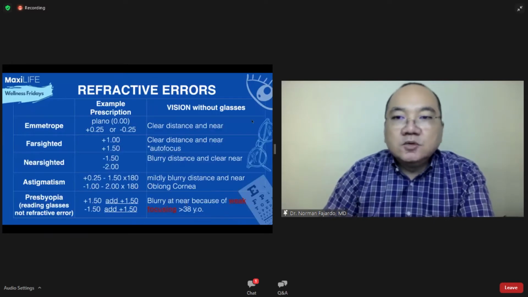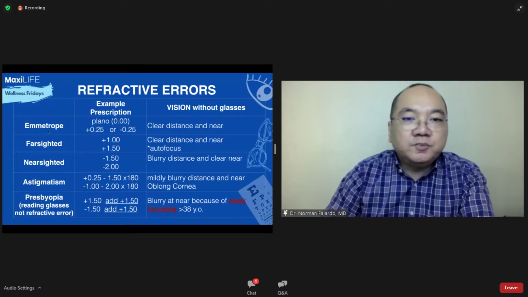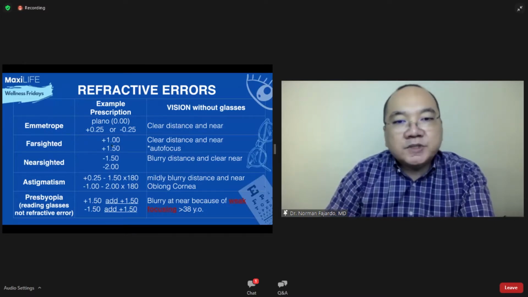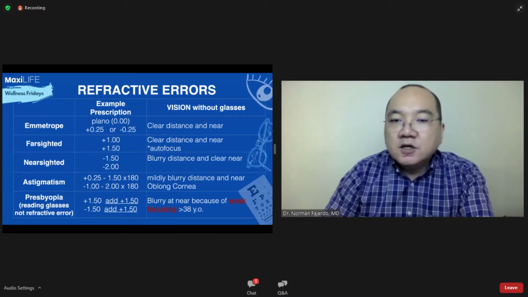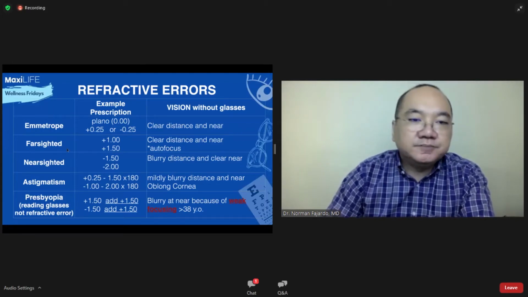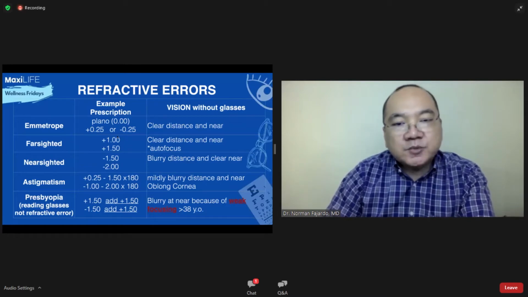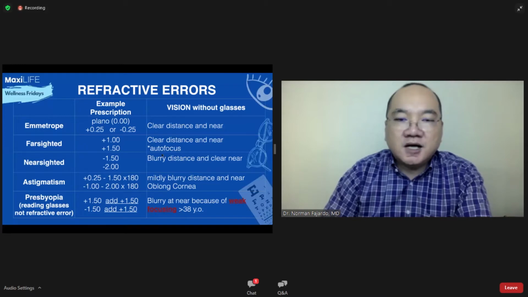So what are the different refractive errors? When you say you're emmetrope, your example prescription is something like this: plano, which is 0, or a plus 0.25, or a minus 0.25. Your vision without glasses is actually clear at distance and at near. You say you're farsighted when your example prescription is something like plus 1.00 or plus 1.50. You usually have clear distance and near because of the autofocus function of the eyes.